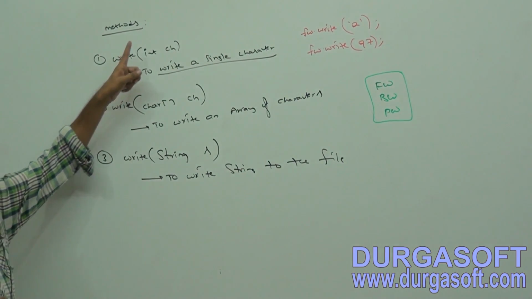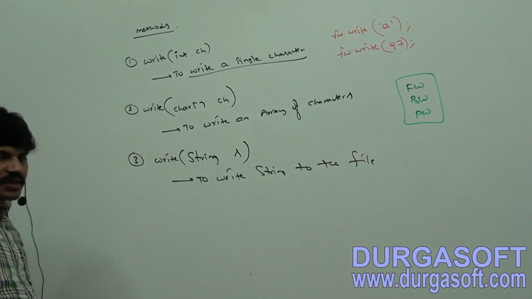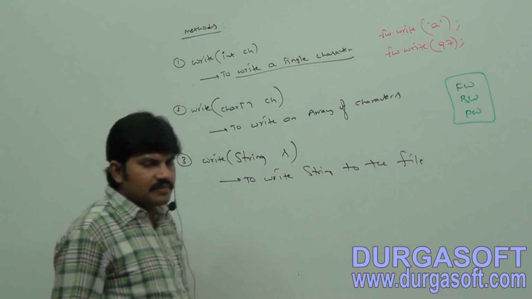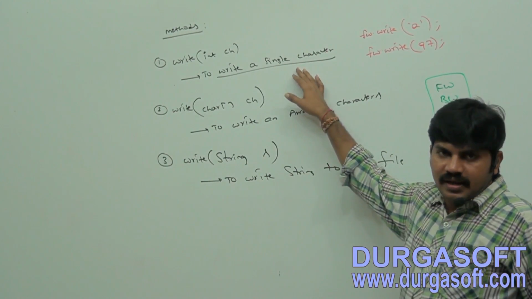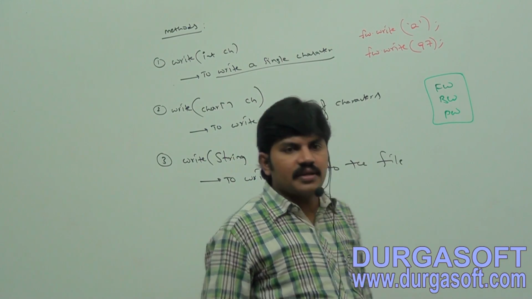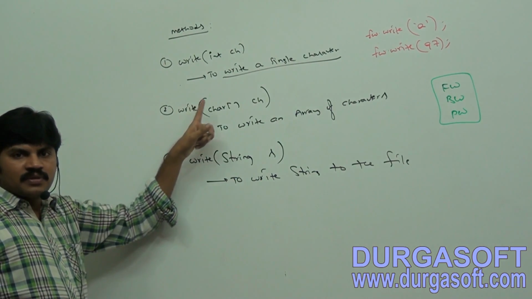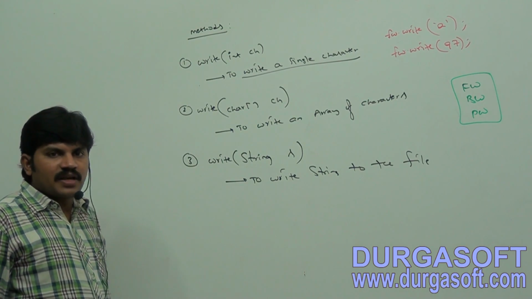Write(int ch) is used to write a single character. Next, write(char[] ch).